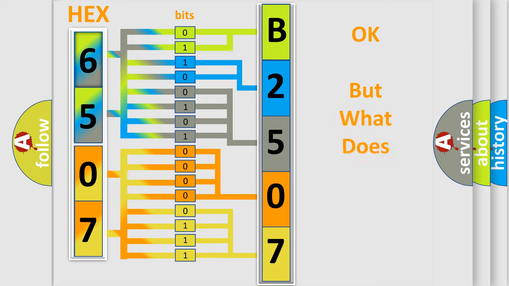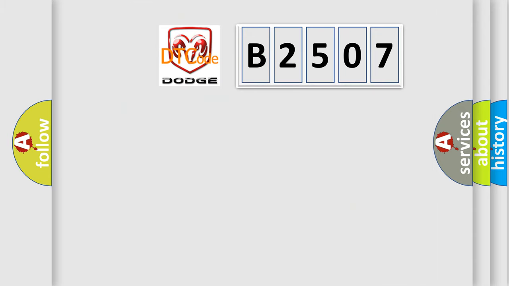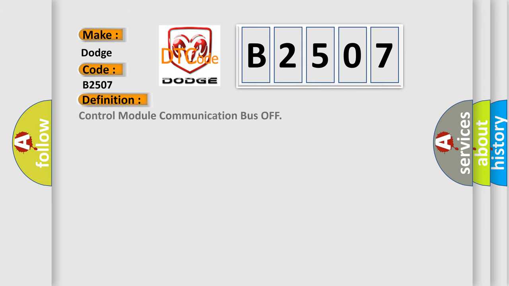The number itself does not make sense to us if we cannot assign information to what it actually expresses. So, what does the diagnostic trouble code B2507 interpret specifically for Dodge car manufacturers? The basic definition is control module communication bus off. And now this is a short description of this DTC code.